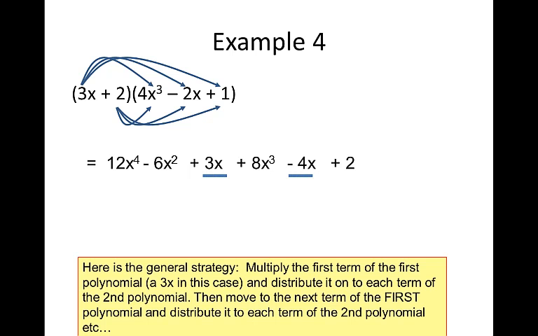And I put a little note down there that the general strategy is multiply the first term to the first polynomial. We did the 3x and then distributed each term on the second polynomial. Then move to the next term, and so on. So 3x minus 4x, we can do that. So we're going to write these in descending order. So 12x to the fourth, then look to see, do I have a cube term? I do, plus 8x cubed. I've got a square term, minus 6x squared, and then do the arithmetic on 3 minus 4 to give you a negative x, and then bring down your 2. That's your final answer.